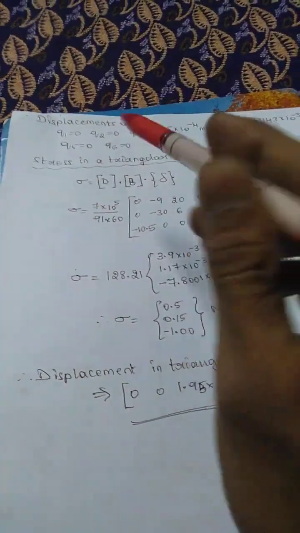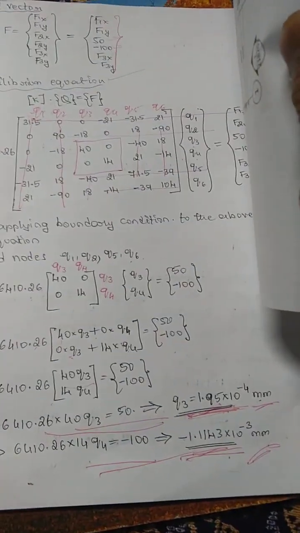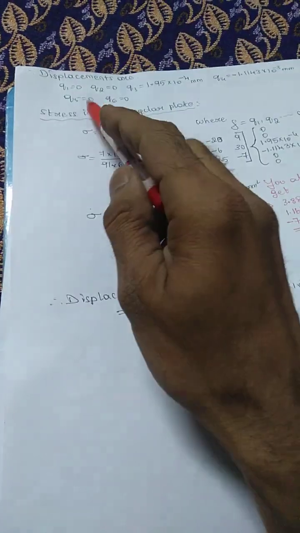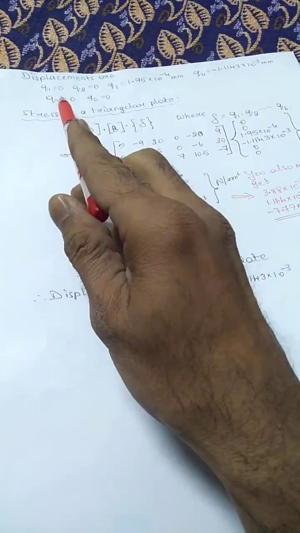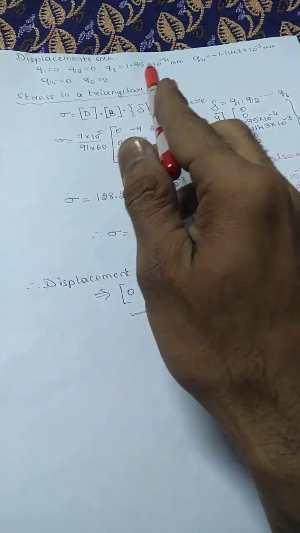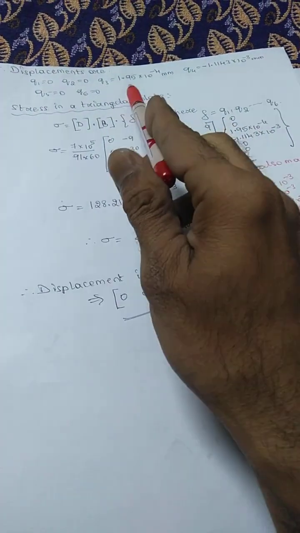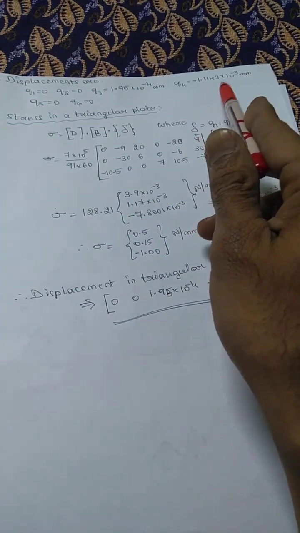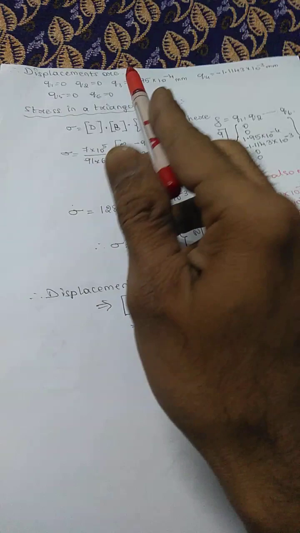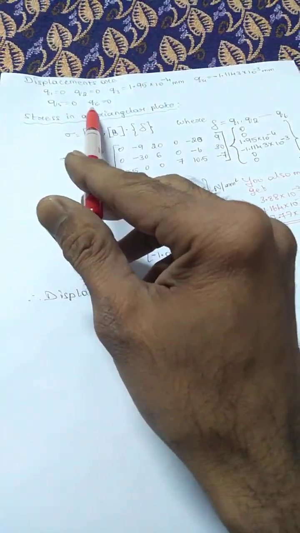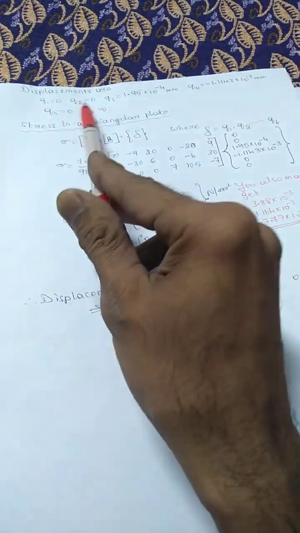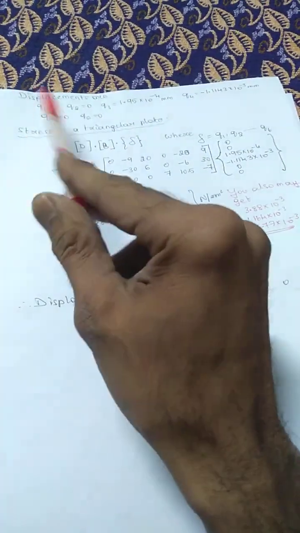Next, the displacements after calculation: we will write the displacements of q3 and q4. So q1 is 0, q2 is 0, q3 is 1.95 into 10 to the power minus 4 millimeter, and q4 is equal to minus 1.1143 into 10 to the power minus 3 millimeter. Next, q5 is 0 and q6 is 0 because these four are fixed. The displacement is 0 in this.